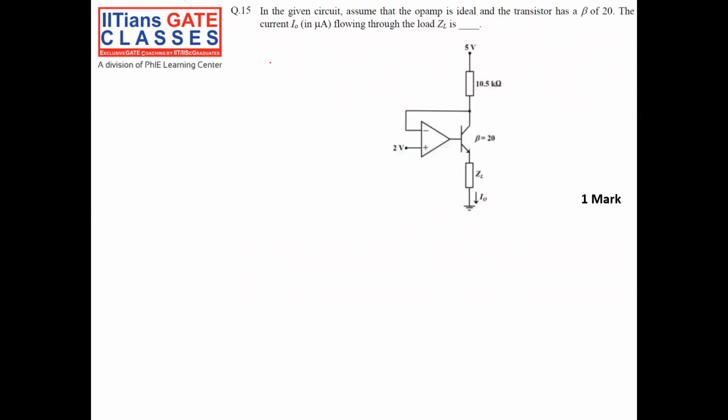So the first question is: in the given circuit, assume that the op-amp is ideal. What is the meaning of an ideal op-amp? The gain is equal to infinity, the bandwidth is equal to infinity, the input resistance is equal to infinity, and the output resistance is equal to 0. This is the ideal op-amp. And the BJT has a beta of 20. We know beta is nothing but the collector current divided by the base current. In this case, this is my collector current IC, and this is my base current.